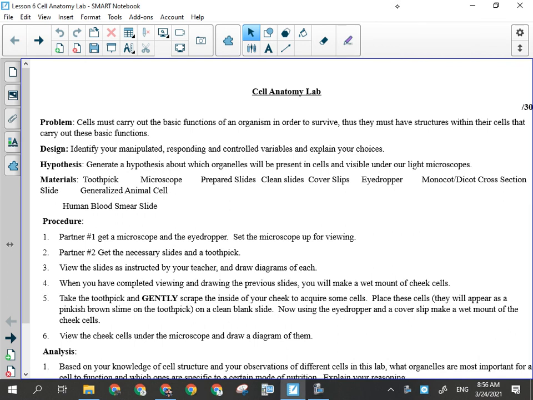All right, so when we go into the lab today, it's going to be very similar to the other day. You're going to grab a microscope, okay, and there's going to be some slides that you're going to need to look at, okay? The main two slides are going to be the monocot dicot cross section that we talked about yesterday. Okay, I'll go over that again, and the generalized animal cell. Okay, those are going to be the two most important. Those are the ones I'm going to want lab diagrams of.